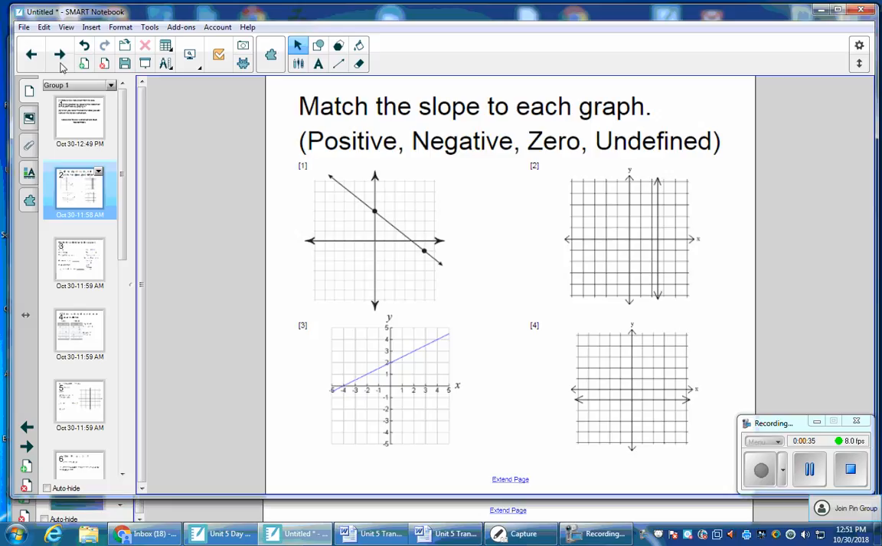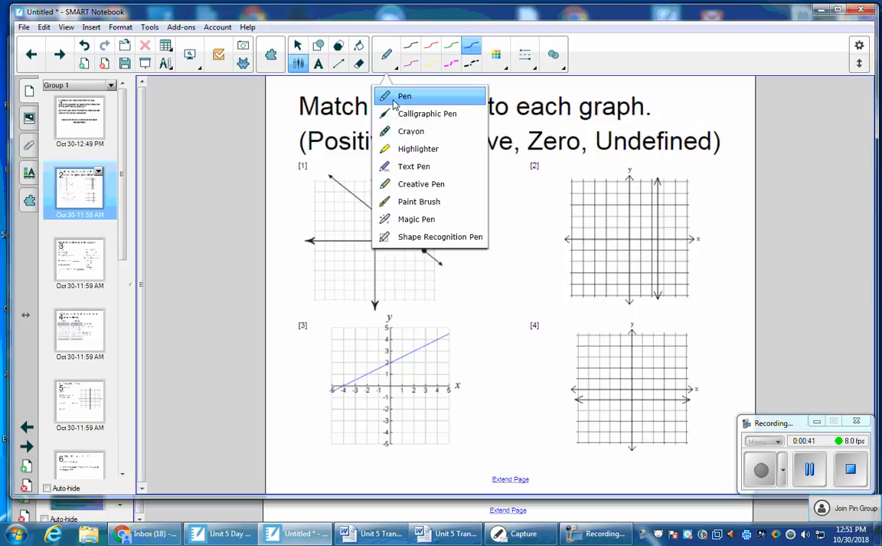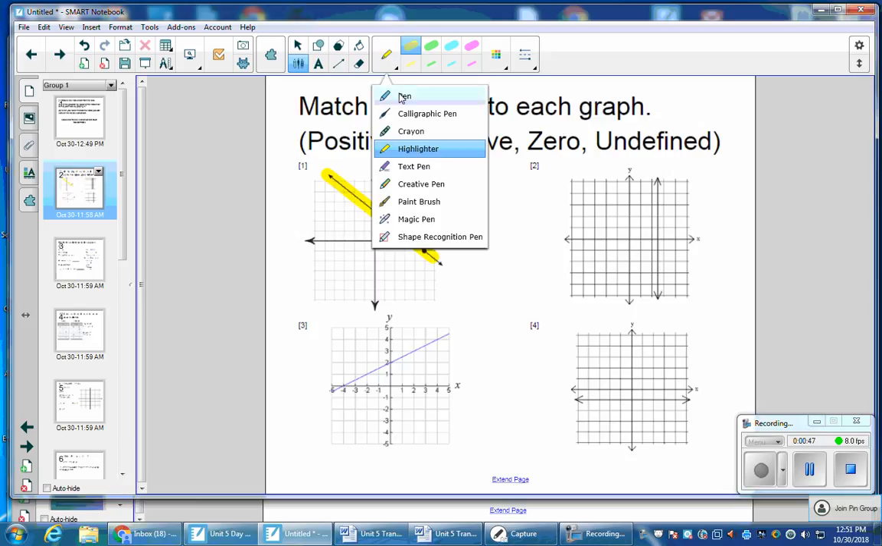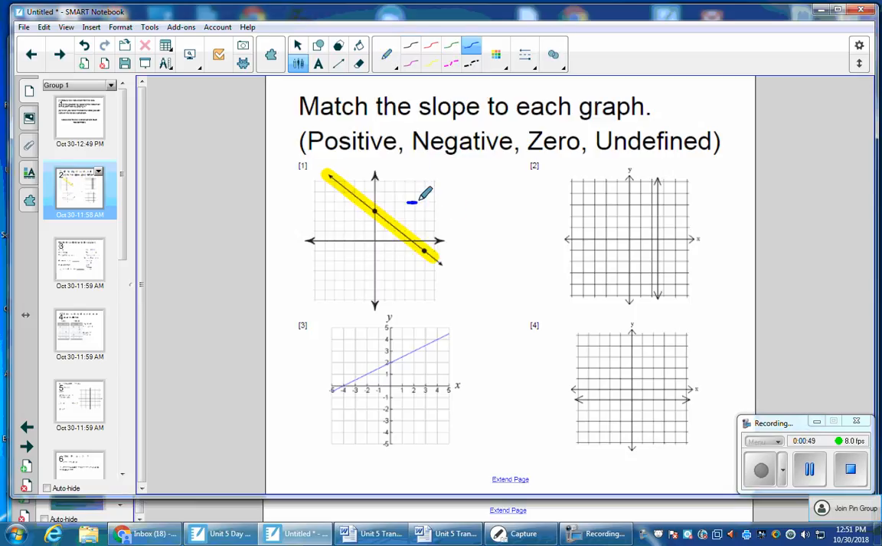Basic identifying slope: positive, negative, 0, and undefined. So if we look at the first one, the slope is going downhill. So that is negative slope. All right, so this one is negative slope. Straight up and down is undefined. Sloping from left to right uphill is positive, and going straight or flat is 0 slope.